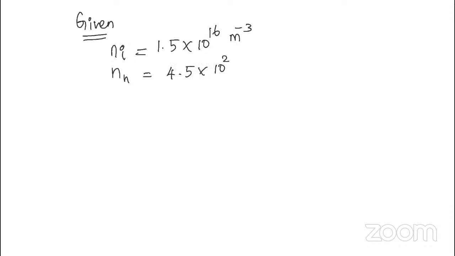So this is Ni is equal to 1.5 into 10 power of 16 meter power minus 3. Then NH is equal to 4.5 into 10 power of 22 meter power minus 3. Okay, so here there was a technical problem, so we created a new link. Let us now join, children.